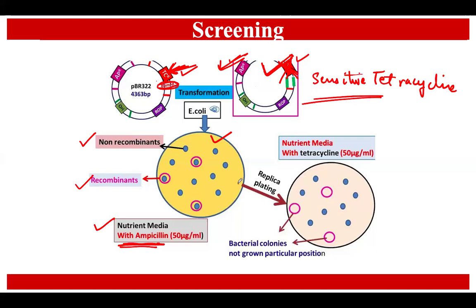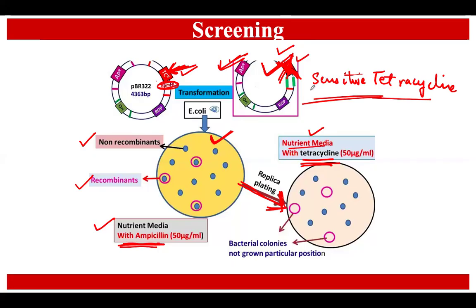So what we are going to do is replica plate this whole plate. This plate that we just got, we are going to make a replica of it, and then we are going to grow it in a nutrient media which will contain tetracycline. So when we grow this, what do you think will happen? The cells that contain the plasmid with the gene of interest, which means the inactivated tetracycline gene, are not going to grow on it because these plasmids are sensitive to tetracycline and this nutrient media contains tetracycline.